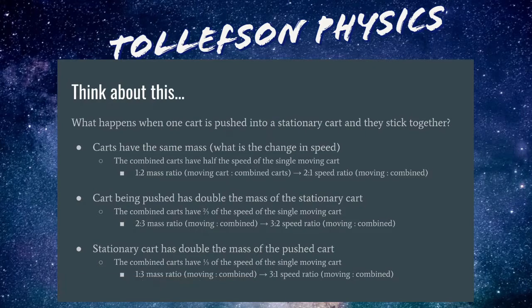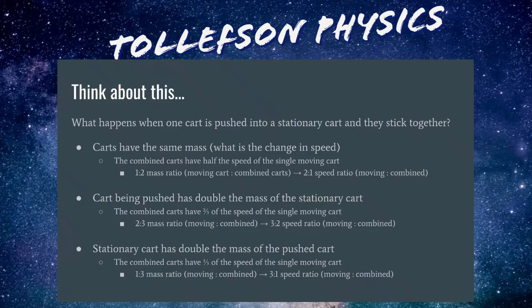All right, so what we see here is that when the carts have the same mass, they're going to combine and they're going to slow down. How much are they going to slow down? If the 2 carts have the same mass, so 1-to-1 ratio between them, that means when they combine, it has double the mass compared to before. And so the speed is actually going to be inverse to that. And so it's going to slow down half.